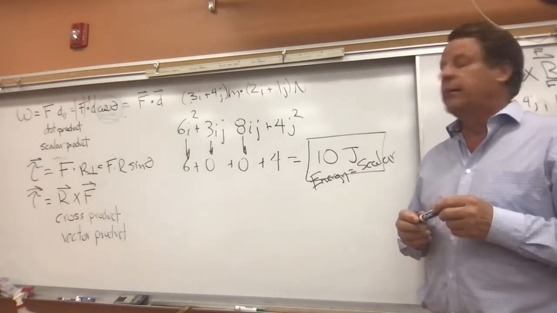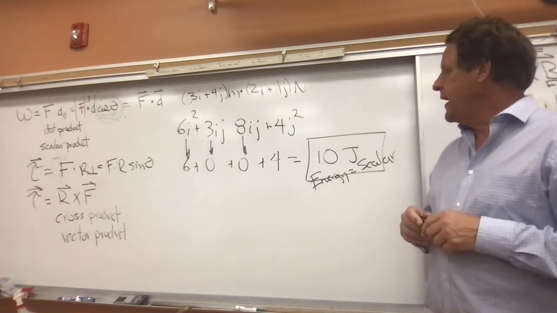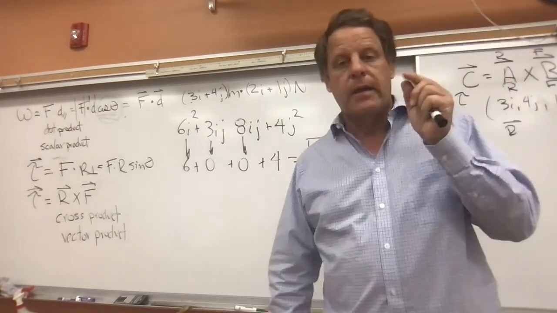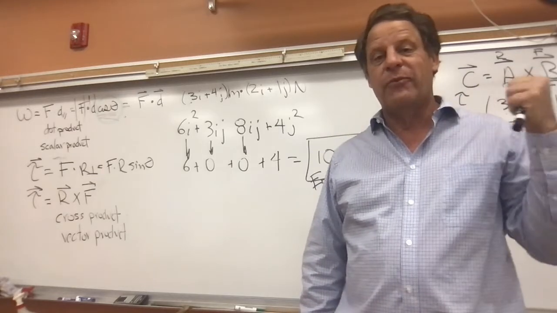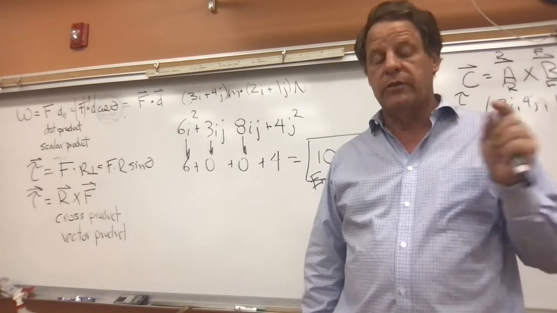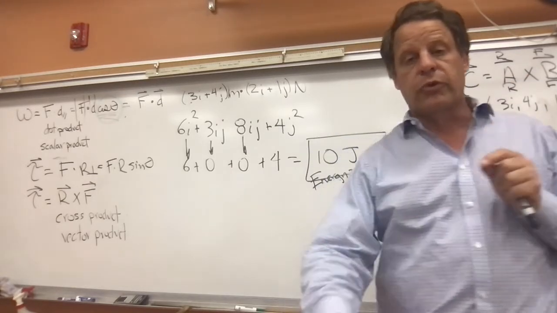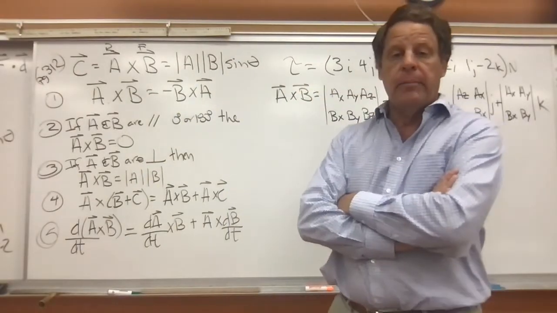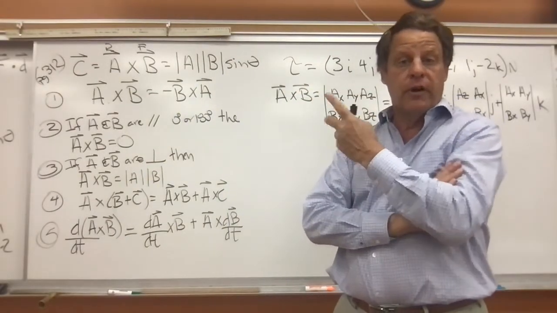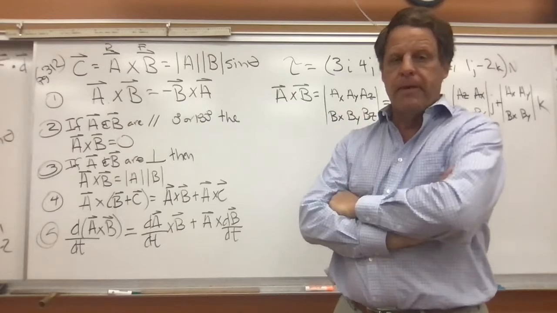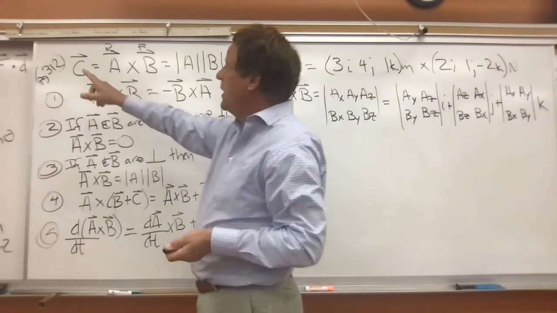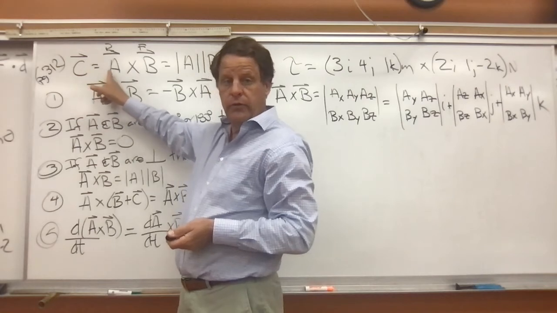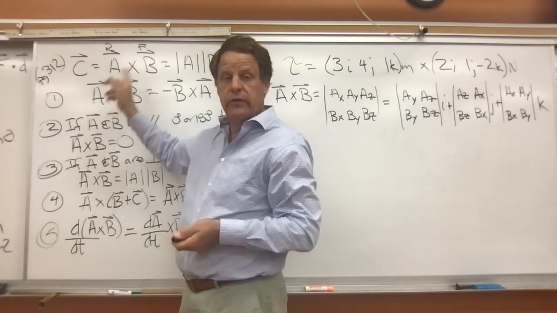So if we end up doing this, I'm going to slow this down here, and we're going to erase some things and do another example. Hold on one second here. All right, I'm back, and now I've got some stuff up here for us to process. If we have a vector C, it is equal to vector A cross vector B.